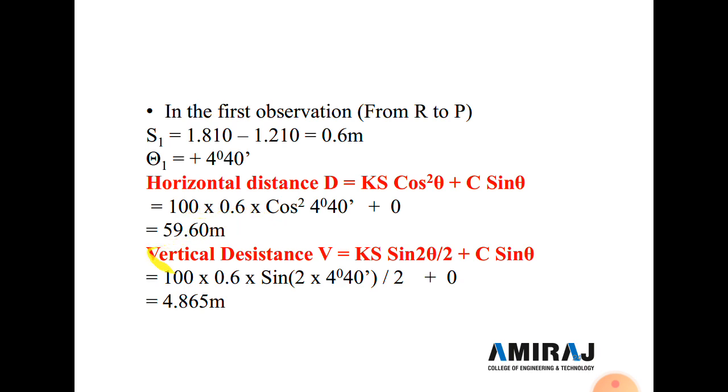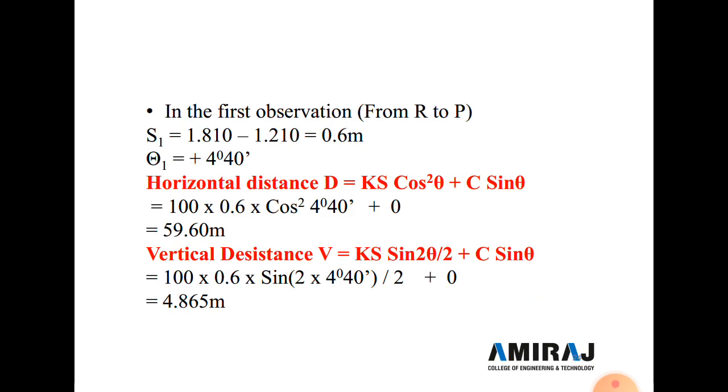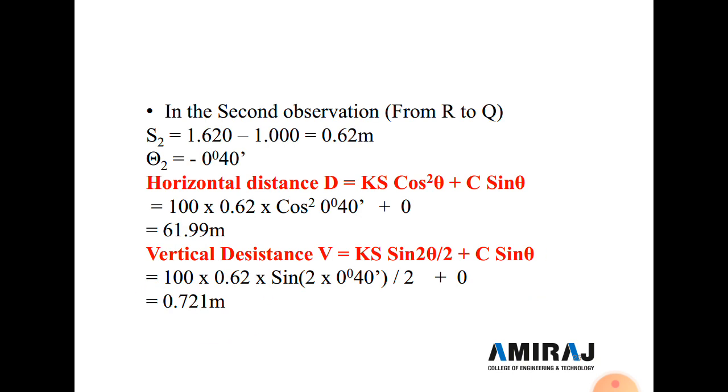Similarly, the vertical distance V1 is ks sin 2 theta divided by 2 plus c sin theta. So k is equal to 100, s is 0.6, theta is 4 degrees 40 minutes, sin 2 theta divided by 2, and c is 0, so c sin theta is 0. So we find the value of V1 is 4.865 meter.